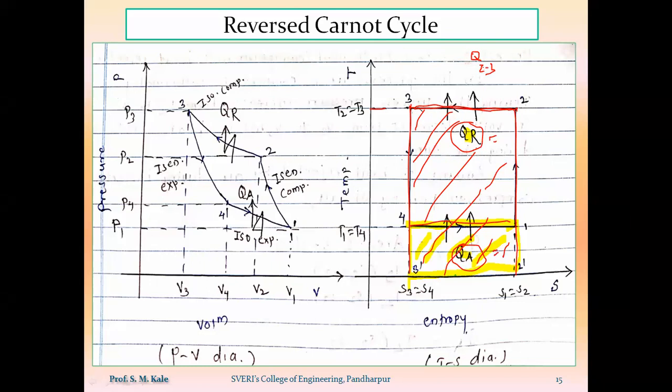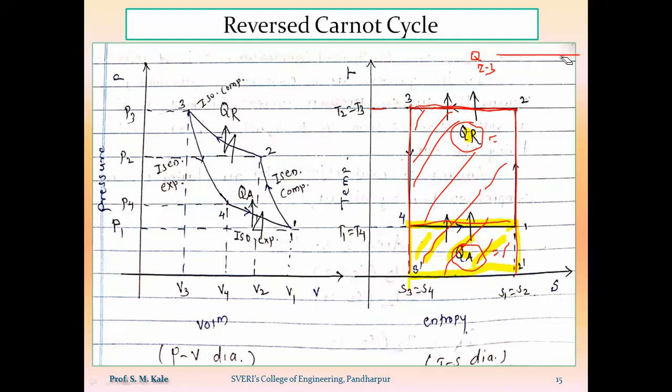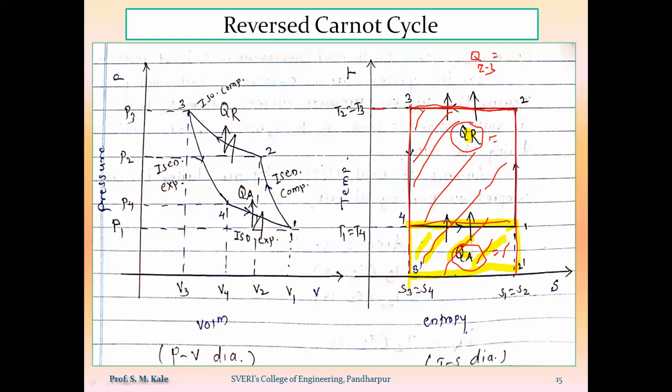I'm going to use a formula. Which formula do I need to use? MCP delta T or T into ds. As temperature remains constant during the process 2 to 3, I have to use the formula T into ds. So what is that T? T is nothing but T2 or T3. So Q2 to 3 is nothing but QR, the amount of heat rejected.